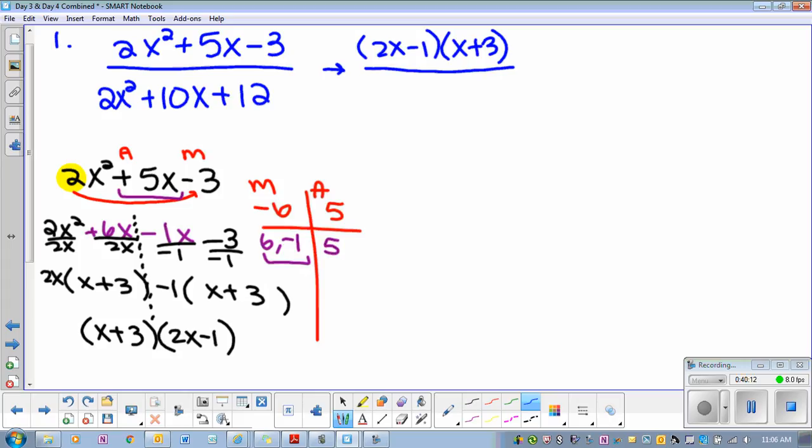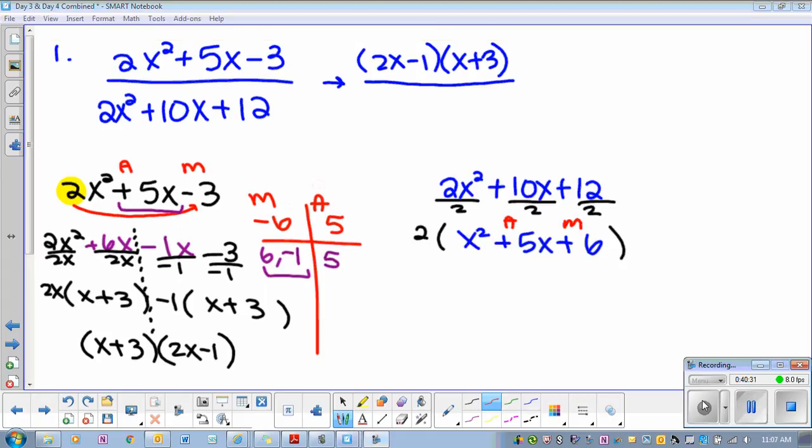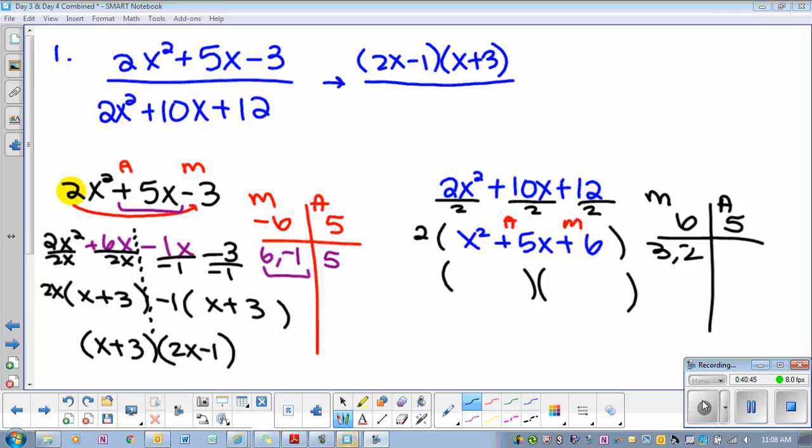I want you guys to do that bottom one, please. Try it out. The 2x squared plus 10x plus 12. I know that there's a 2 in front, but see if that's a GCF, okay? It's not always going to be a swing. It might be a GCF sometimes. So you should have GCF'd out the 2, and then you get an a m here. And then your two numbers that multiply to give me 6, add to give me 5: 3 and 2.